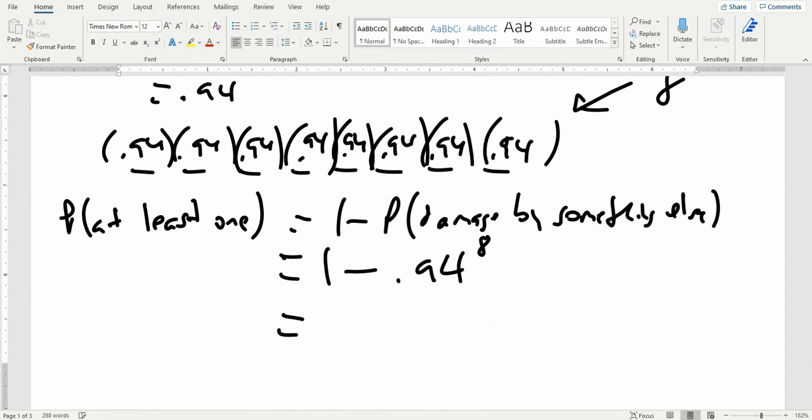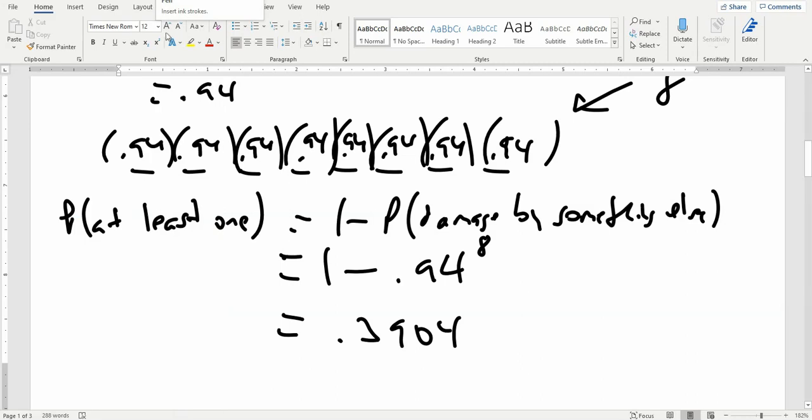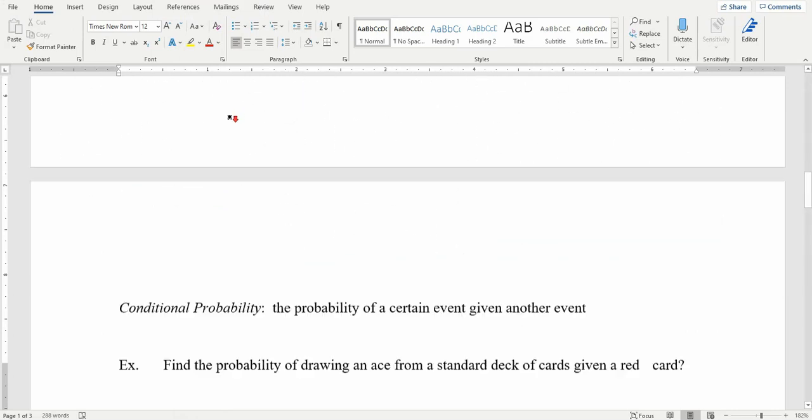So what we're going to do is take out our calculator and type that in just as it is: 1 minus 0.94 raised to the 8th. Enter. And we get 0.3904, if I go to 4 decimal places. And that's how you do an at least problem using complements, which is thinking backwards.